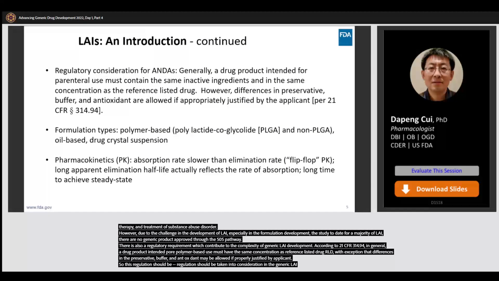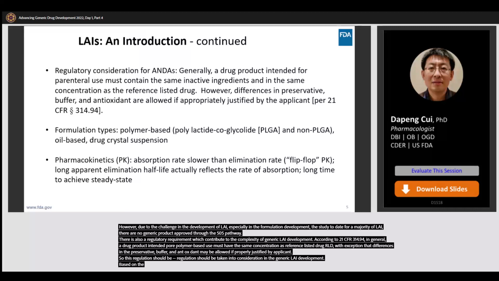Based on the different formulation strategies, LAI product could be characterized into three groups: polymer-based, for example, PLGA or non-PLGA based system, the oil-based delivery system, and drug crystal suspension.